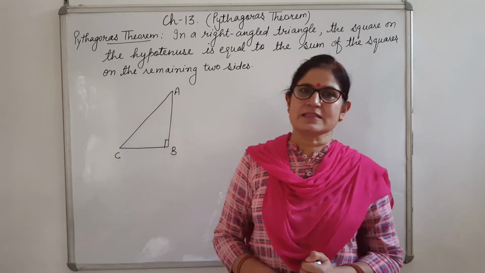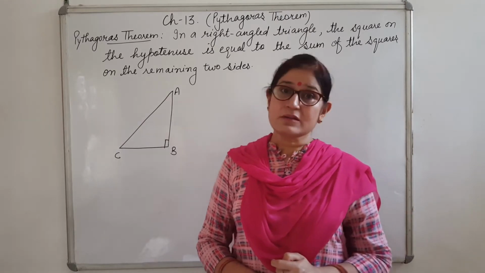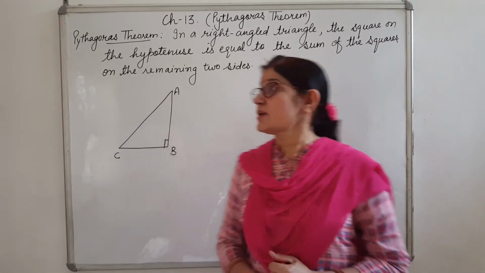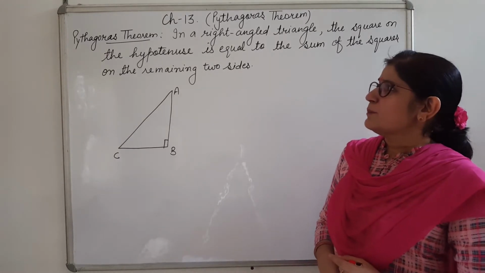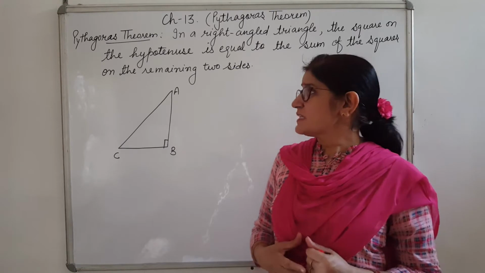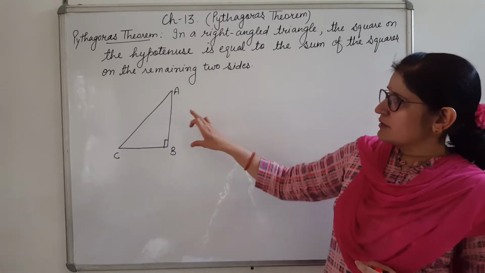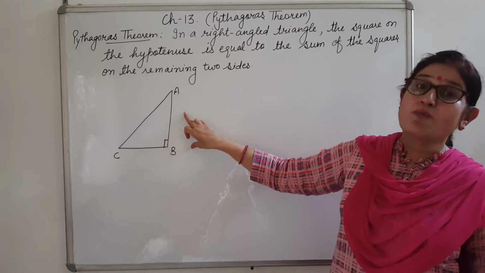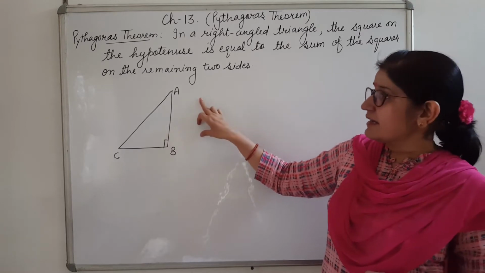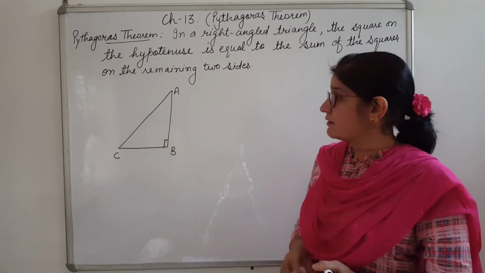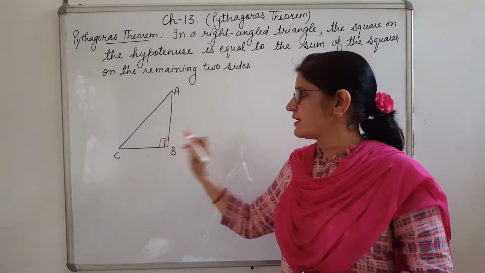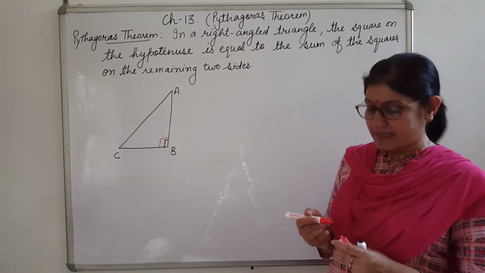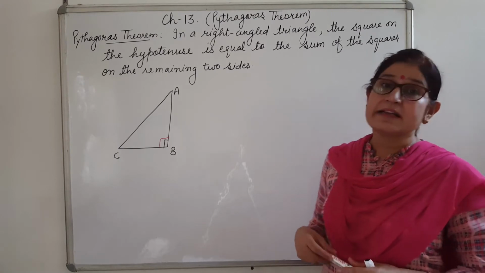Before starting the exercise, we need to learn the basics of this chapter. Our chapter is Pythagoras theorem. Pythagoras theorem is basically based on a right angle triangle. Now what is a right angle triangle? A right angle triangle means any triangle in which one angle is 90. Here you can see in this triangle ABC, angle B is 90 degrees. Then it is known as a right angle triangle.